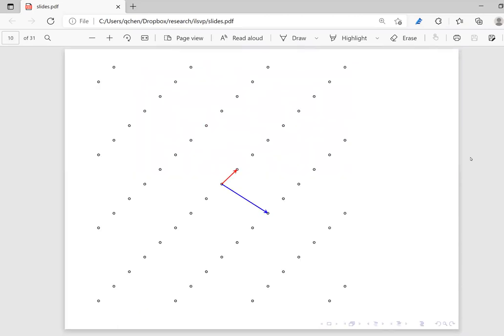And there could be other bases that generate the same lattice, but this new basis is considered better because the vectors are shorter, especially the red one. The red one is the shortest vector in the lattice. So finding this shortest vector, the SVP, is the most important computational problem in lattice theory.